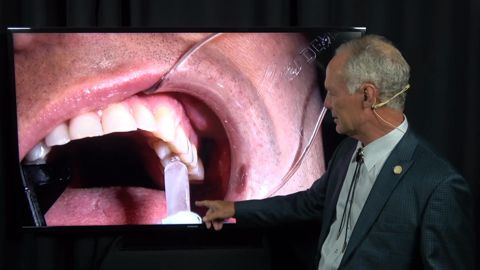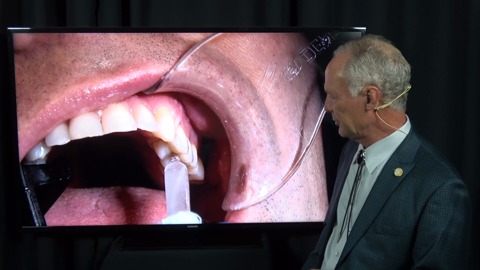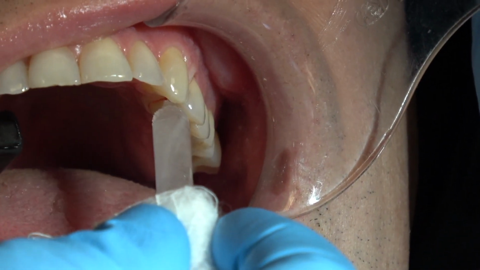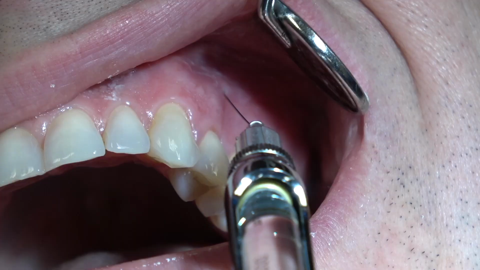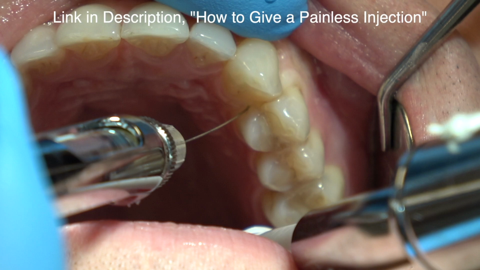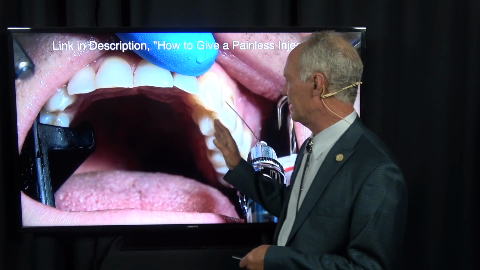Okay, so testing now with ice. And he was reactive both to biting pressure and to cold, which means you've got a crack either into the nerve of the tooth or very close to the nerve of the tooth. So you want to be sure to get these teeth dead numb.